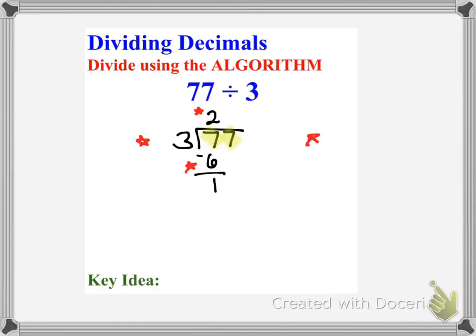The next step is to bring down the next number, which is the 7. So now you end up with 17. And 3 goes into 17 5 times, so that's going to give you a star. 3 times 5 is 15.